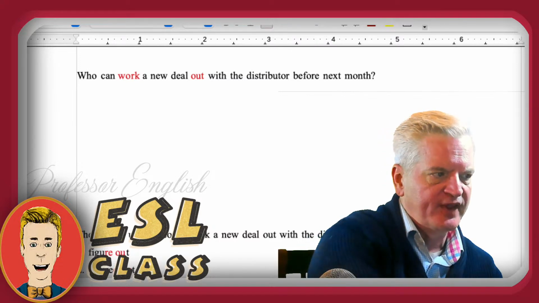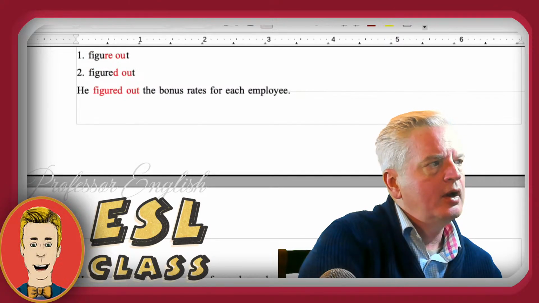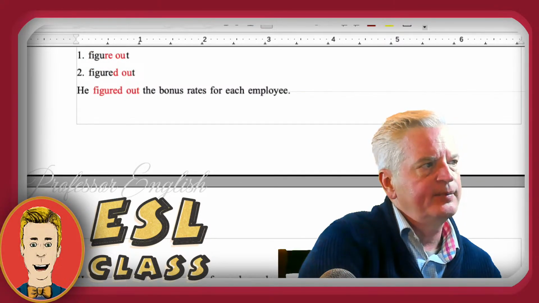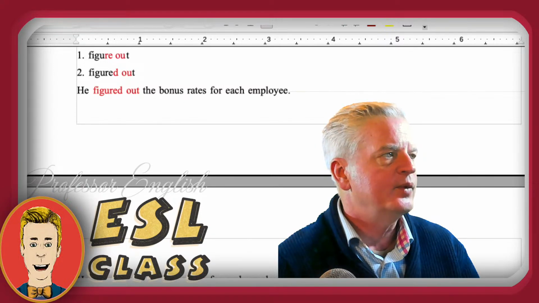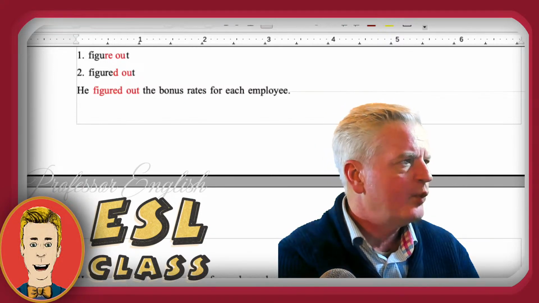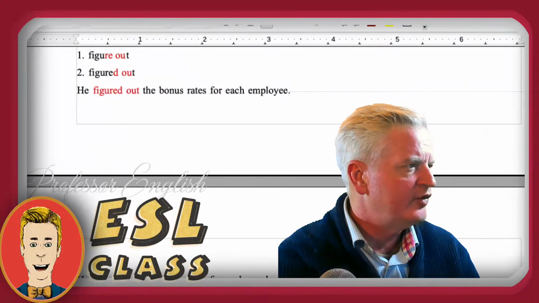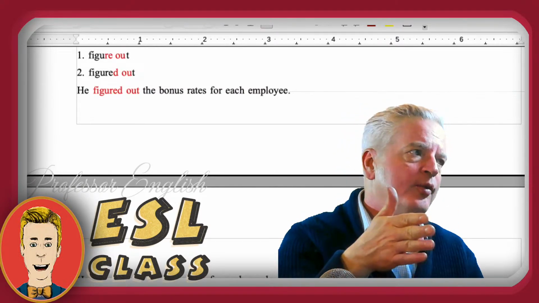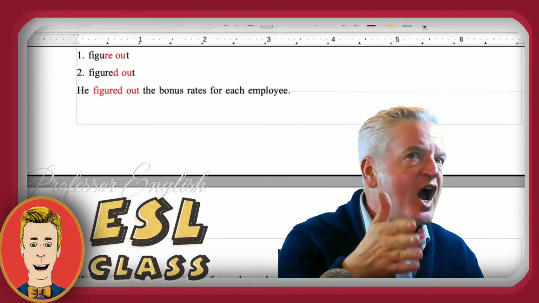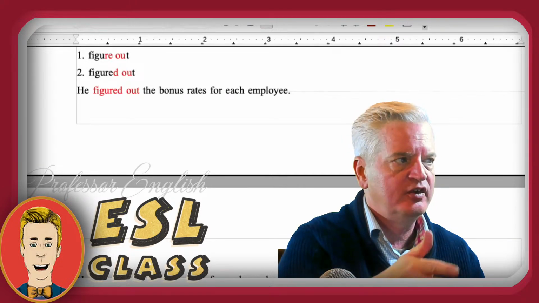I'm just going to put that up on the screen. He figured out the bonus rates for each employee. Now, when I was doing this, my student thought I said figure out, present. The reason is that when a word starts with a vowel sound, it usually takes the sound of the word before it. So in each case you hear figure, but if it's in the present, it would be figure out, and if it's in the past, it would be figured out.